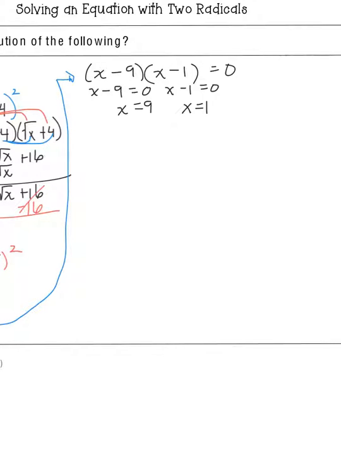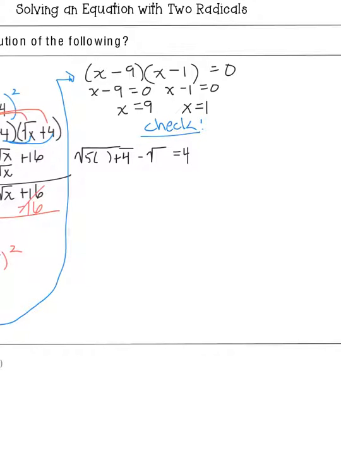So we have to check for that extraneous solution. So we have to check both of them. Painful but true. So I'm going to plug the 9 into the original equation. So I have the square root of 5, instead of x, I'm going to put the 9 in there, plus 4, and then minus the square root of x, and then equals 4.